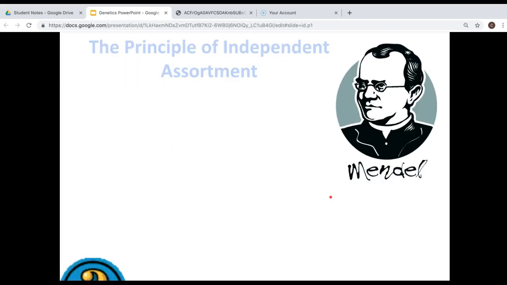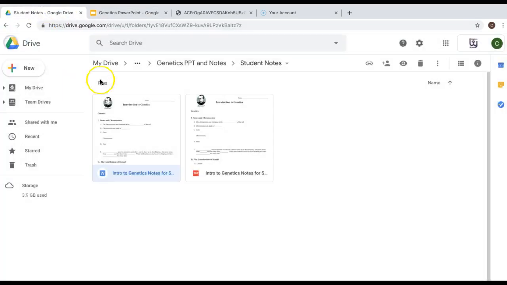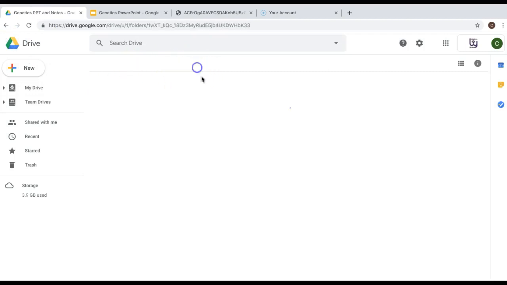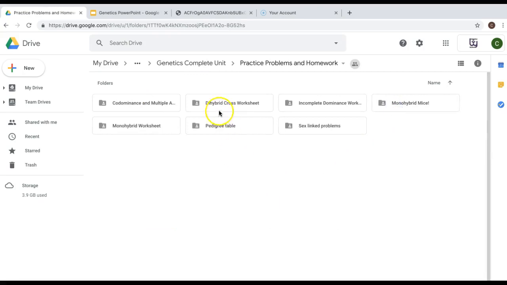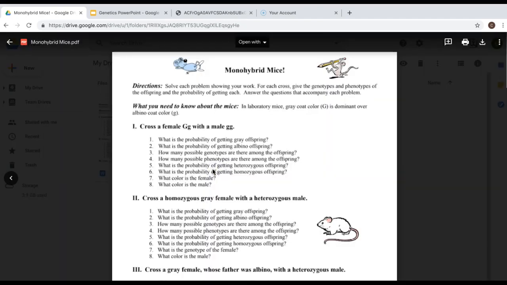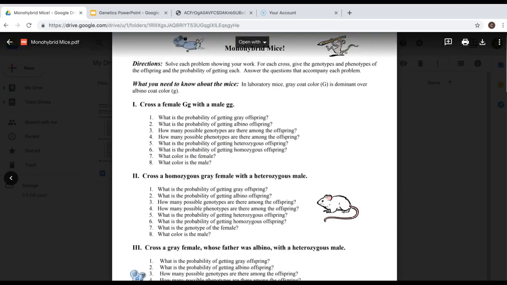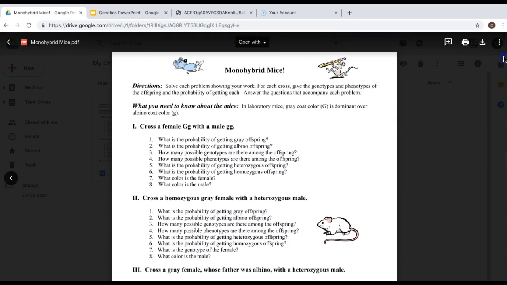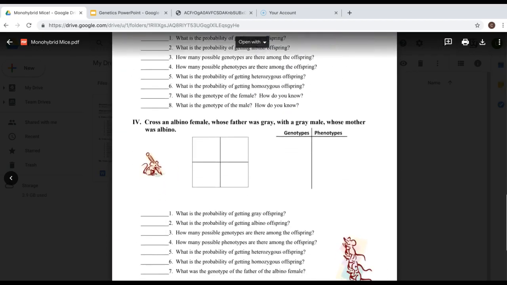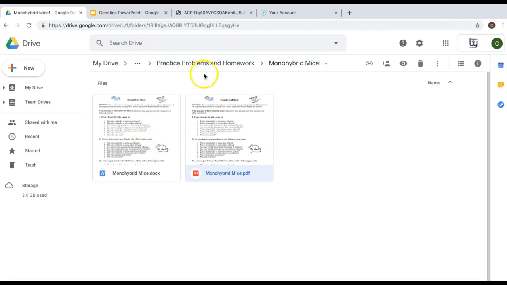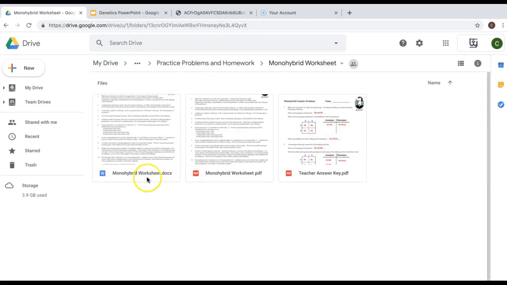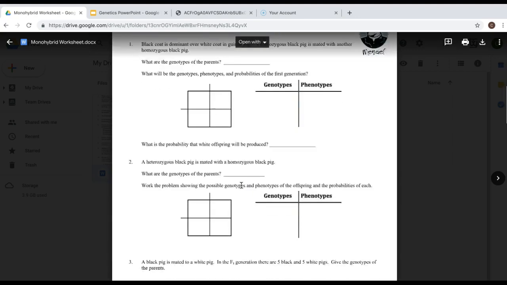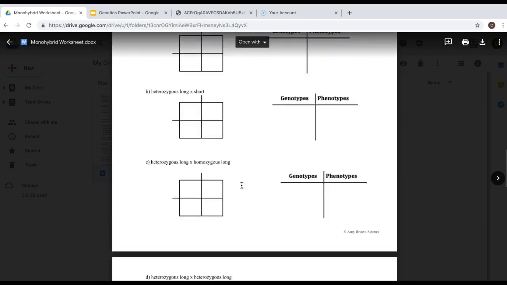All right, so we're going to stop there. And your assignment right now is monohybrid mice. I want you to do this assignment. Now, you will not have the answer key on there, but I want you to work this assignment by yourself. And then once you get done, you have one other thing to do, and that is the monohybrid worksheet. Looks difficult, but it's not very hard. So do both of those.